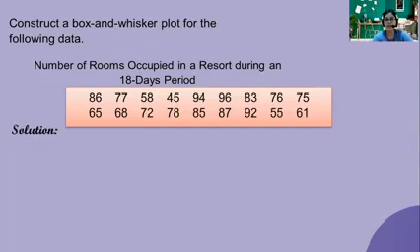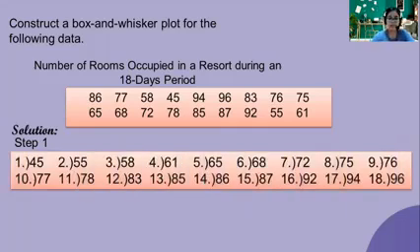So for our next step, we need to rank them from lowest to highest in order for us to determine the minimum and the maximum data values, and we can easily determine the median and the first and third quartiles. So here is the ranking. First is 45, second 55, followed by 58, 61, 65, 68, 72, 75, 76, 77, 78, 83, 85, 86, 87, 92, 94, and 96.